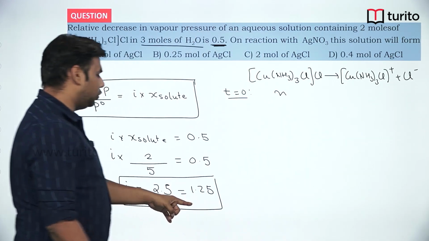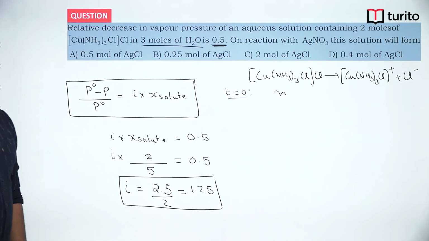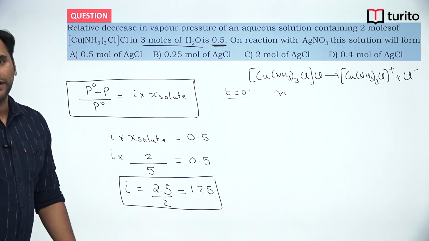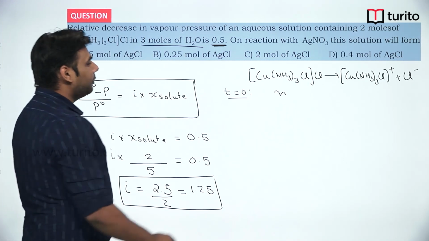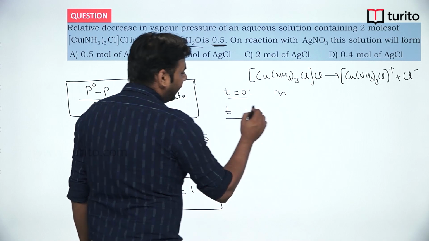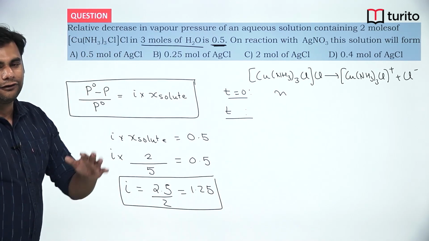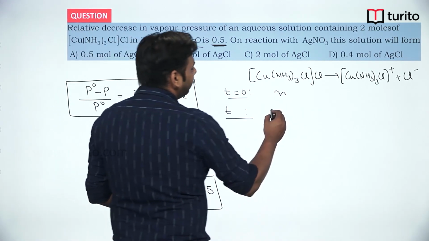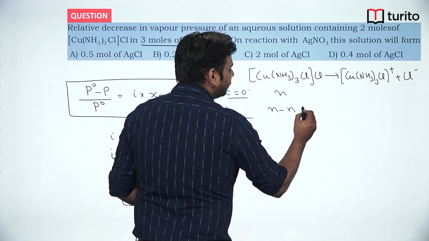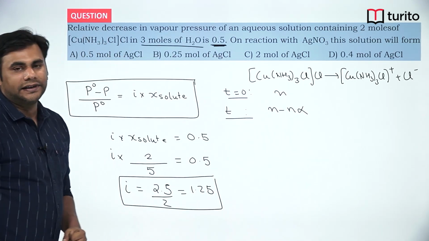Van't Hoff factor should be 2, but it is coming out to be 1.25. That means it is not 100% dissociated. So let the degree of dissociation be alpha. So this would become n alpha would be dissociated, so we'll be left with n minus n alpha.